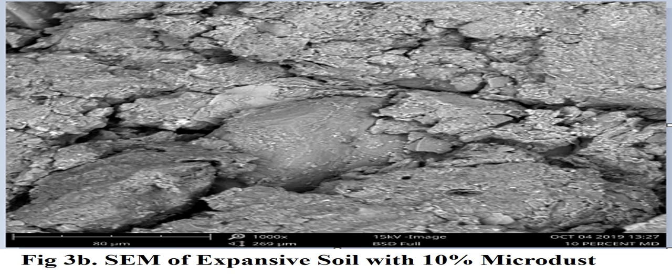Figure 3B shows the scanning electron microscope image of the expansive soil with 10% microdust content incorporated, and it can be seen that the microstructure has been slightly modified, and it can be observed that the soil particles are now in compact form and are looking denser, probably due to the filling of the voids within the soil, and can be associated with improvement in the properties of the soil.